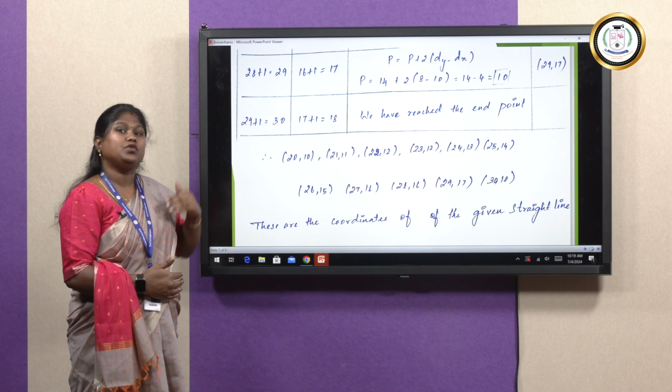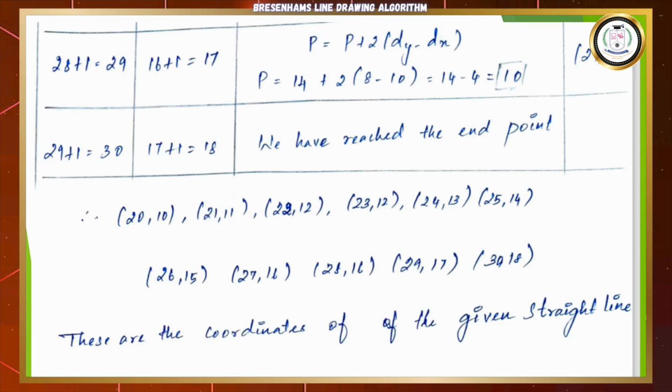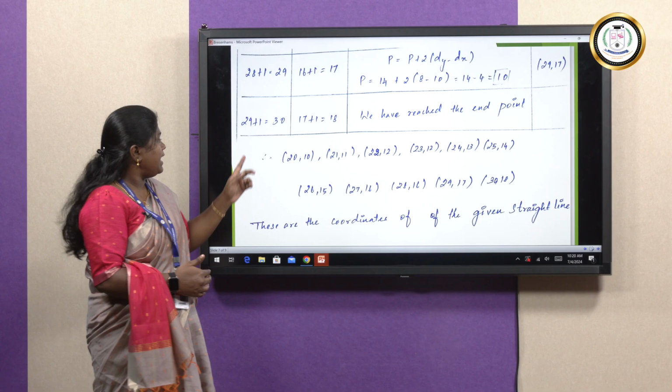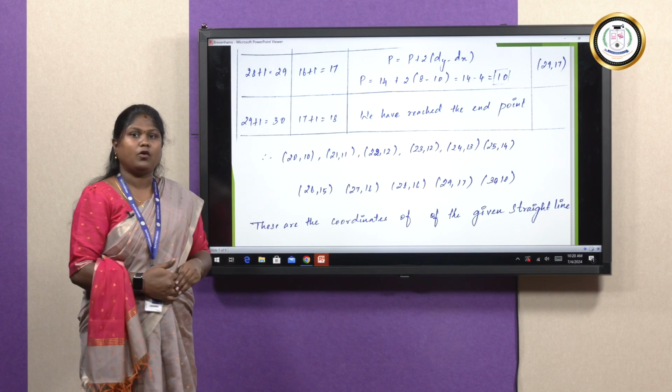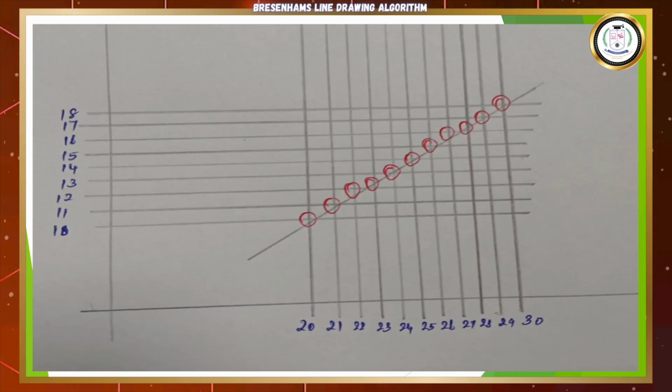So when we are about to reach the other endpoint, we can stop our iteration over here. So now 20, 10 is the given starting point, and 30, 18 is the given endpoint as per the question, and these are the intermediate points we have found with the help of Bresenham's line drawing algorithm. And this is how the plotting looks like.